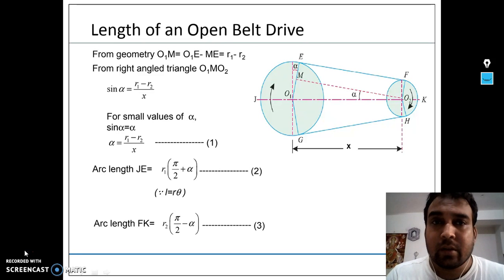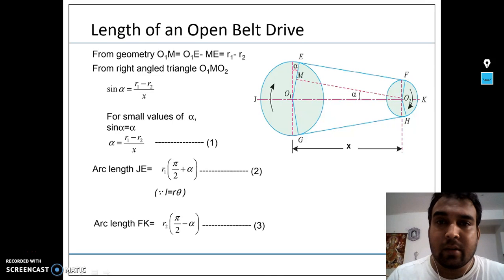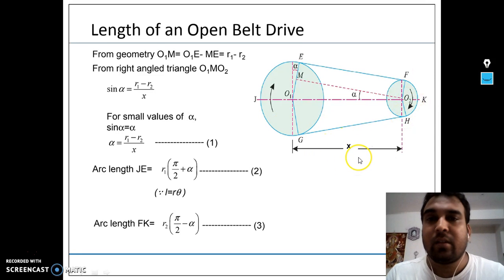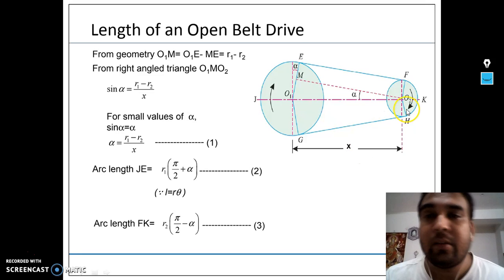Hello students, today I am going to discuss the length of an open belt drive. Now, how do we derive the length of the belt drive? Consider two pulleys, pulley 1 and pulley 2, having radii R1 and R2, separated by a distance x. Now, from the figure, let us do some construction.